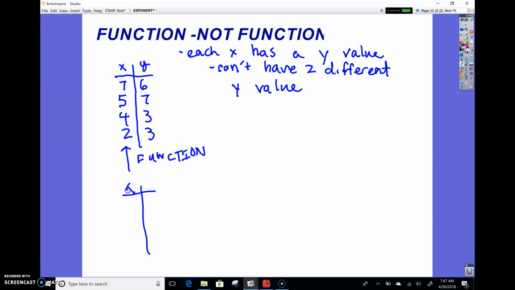Okay, x, y: 4, 3, 2, 6, 7, 8, 9. You see that right there? No good. Okay, not a function.